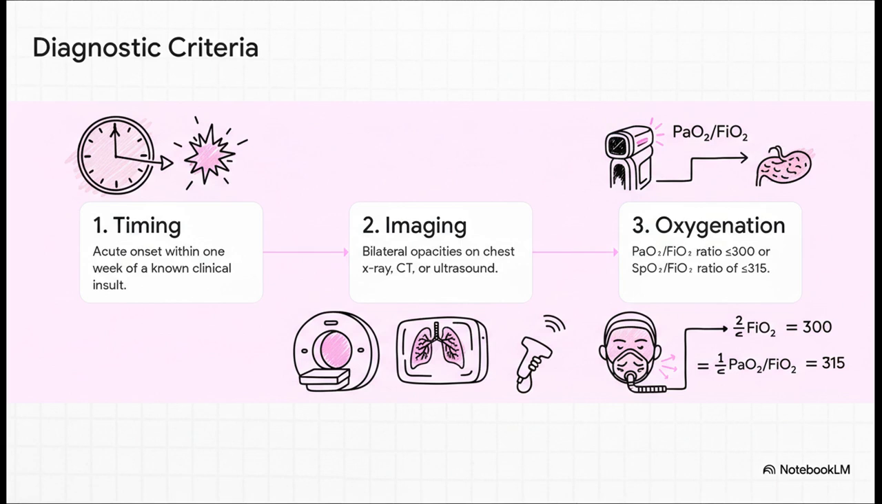Now, here's a big update. The new definition also includes the SpO₂/FiO₂ ratio. And that's a huge deal because it means you can diagnose ARDS even if you can't get an arterial blood gas, which is a game changer in resource-limited settings.